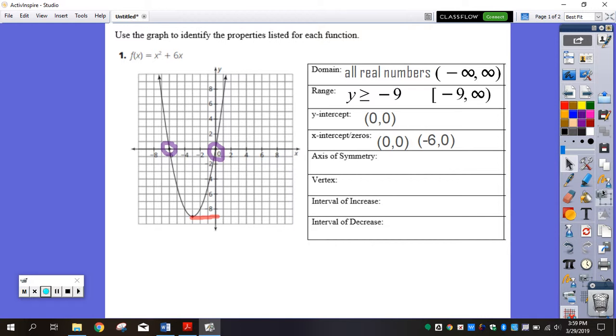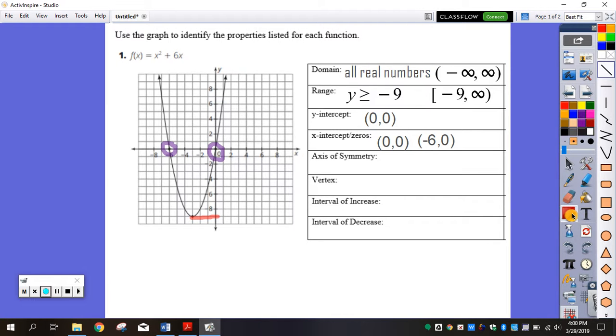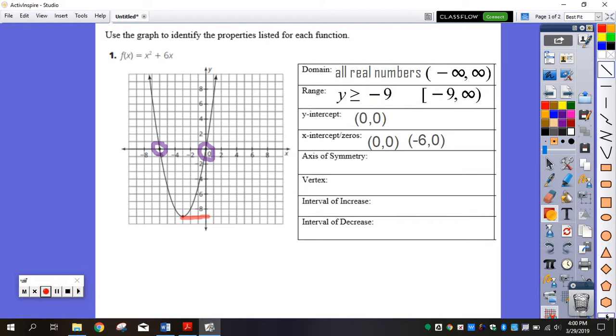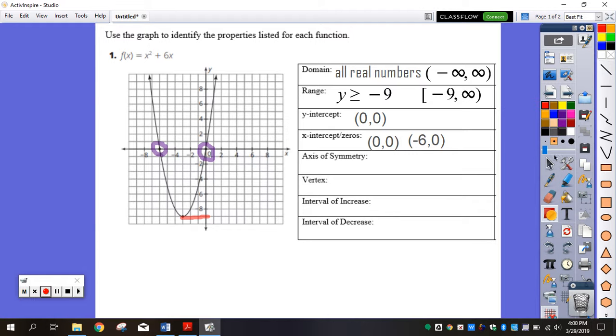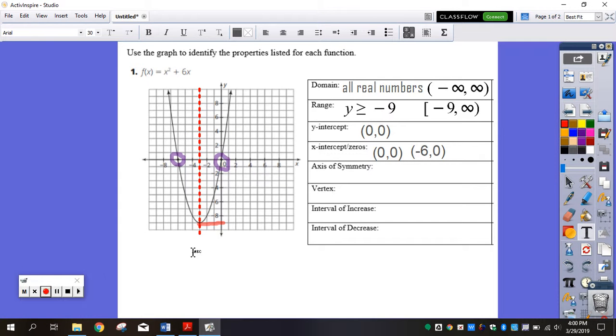The axis of symmetry, that is the vertical line that divides the parabola into two symmetric halves. So your axis of symmetry travels through your vertex. So that's here. Most of you, if I asked you to draw an axis of symmetry, you would be fine. You would know that it just cut your parabola in half.